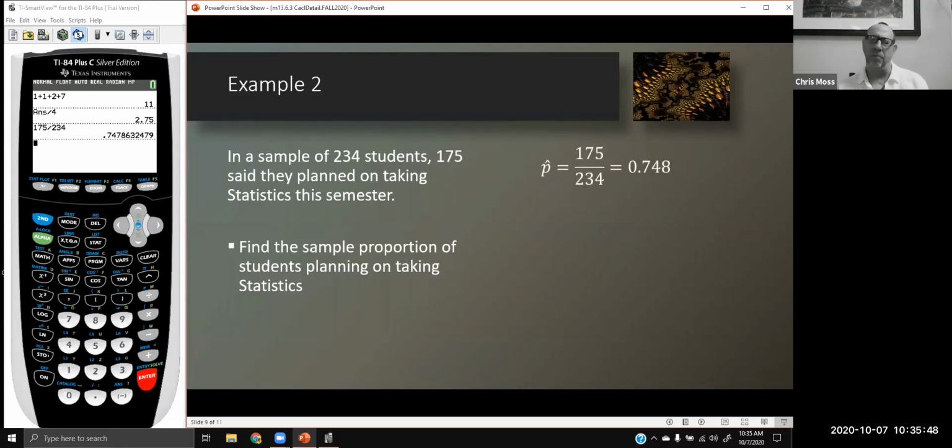I usually choose a 3 decimal place rounding rule here, but there is no real hard and fast rounding rule. And we don't ding you, we actually ask you to round to a particular level of accuracy. So your sample proportion is 0.748. Right now, that's the best guess you have for all students everywhere who plan on taking stats this semester, or almost 75%.